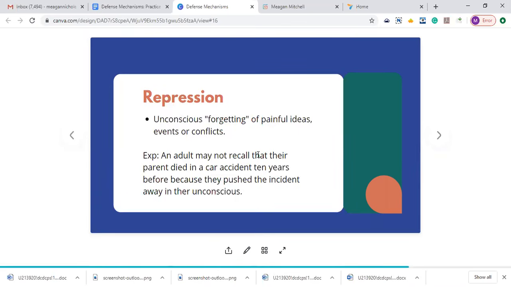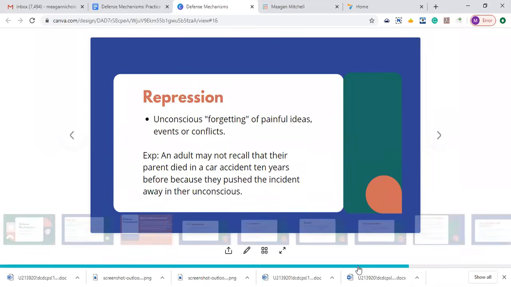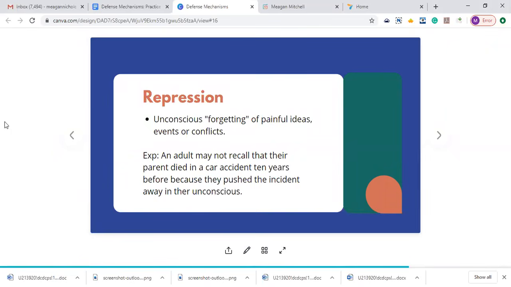Then we have repression, not to be confused with regression. Repression is when we're unconsciously, quote unquote, forgetting painful ideas or conflicts. And I say quote unquote forgetting because it doesn't mean we're consciously forgetting these things. The way that I like to think about it is you've put it in a box way, way, way deep in your brain, and you don't need to retrieve that box. You've put it away to not be thought of again.